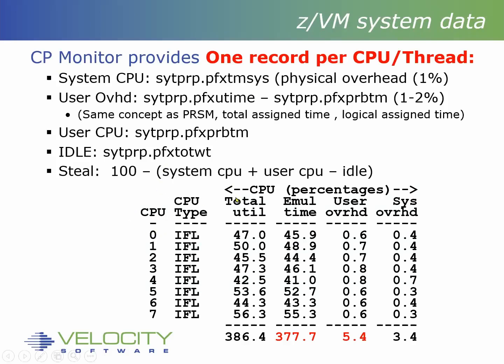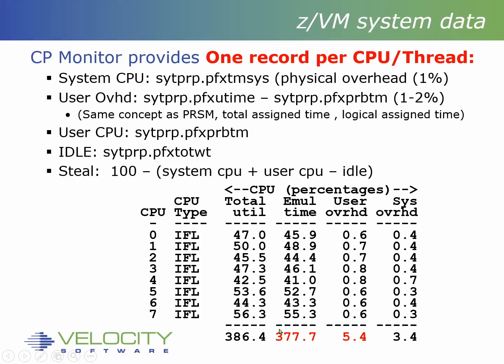And this is the kind of data we get from VM. We get the emulation time. This is time assigned to virtual machines. And now this is at the system level. So engine by engine, we get this. In this case, 45.9% of the time it was assigned to real work. 0.6% of the time it was user overhead. And we get this magic number, 0.4% system overhead. So this would be comparable to that physical overhead at the LPAR layer.